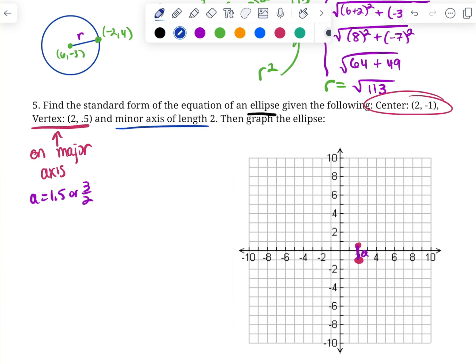It then says the minor axis is a length of 2. Remember, the minor axis is equal to 2b. So that means that 1 is equal to b. I should keep that lowercase just so we don't get confused. So that means I've got a point here and here in either direction. It also means that I have another point 1.5 units below. So I've got this itty bitty little ellipse. How cute is that? Right? Just this tiny little guy.